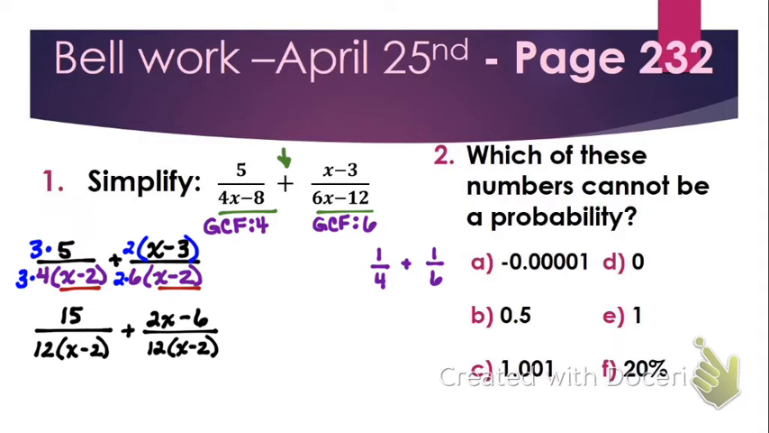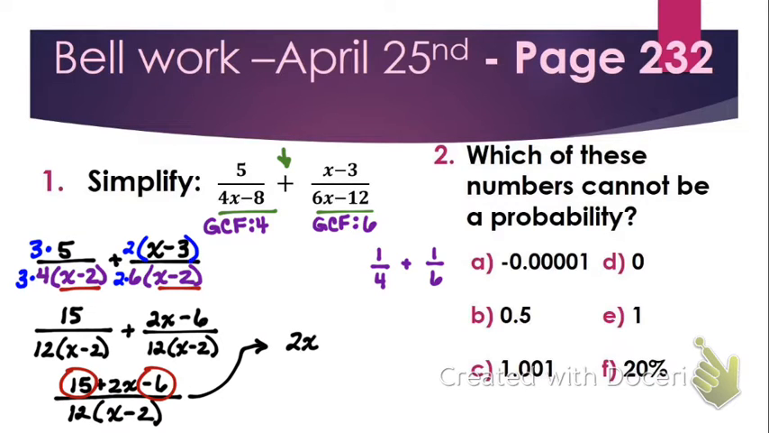We have the same denominator? Then I can just add my two numerators together. 15 plus 2x minus 6 all over 12 times x minus 2. Are there any like terms that we should combine together? 15 and the minus 6. What is 15 minus 6? 9. Positive or negative 9? Positive 9 over 12 times x minus 2.